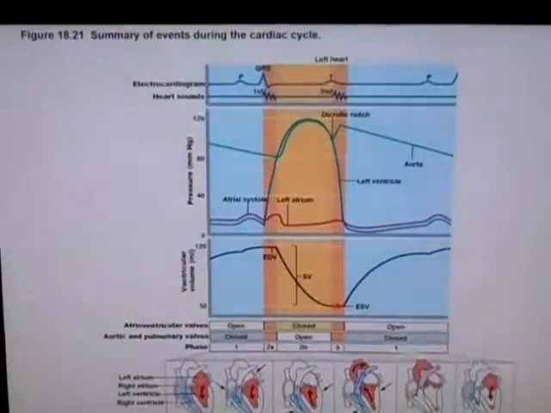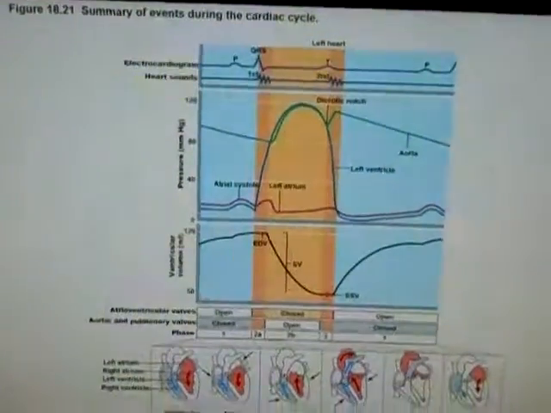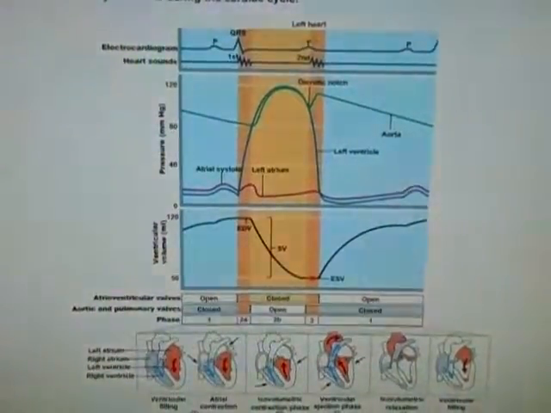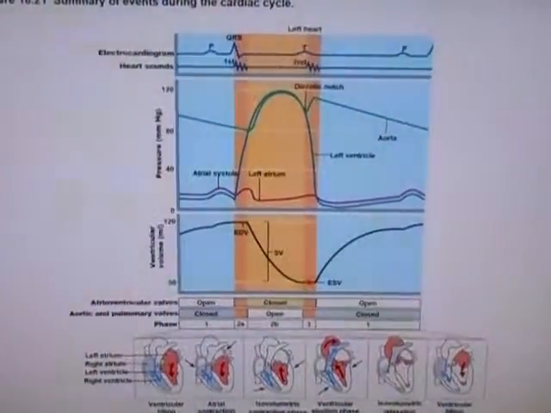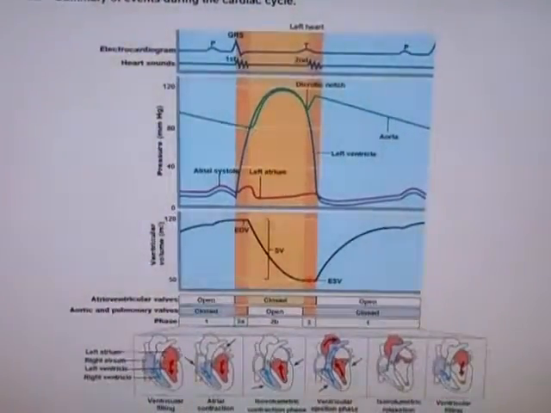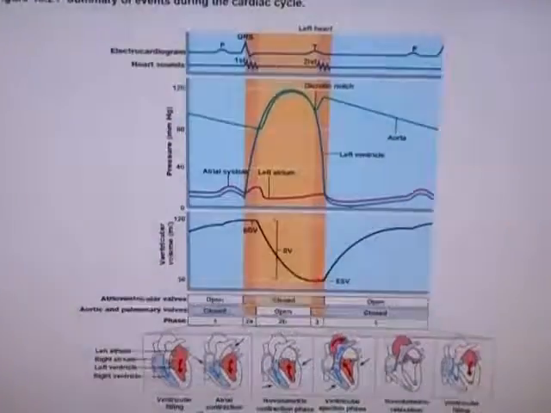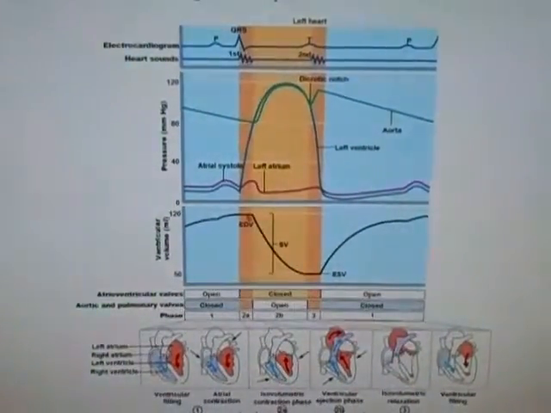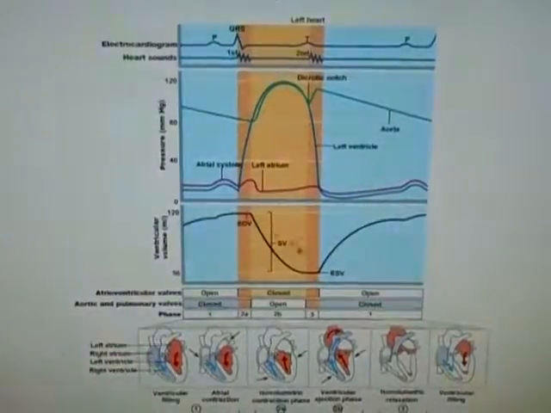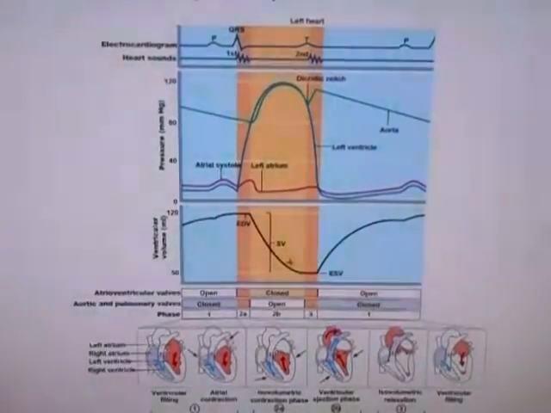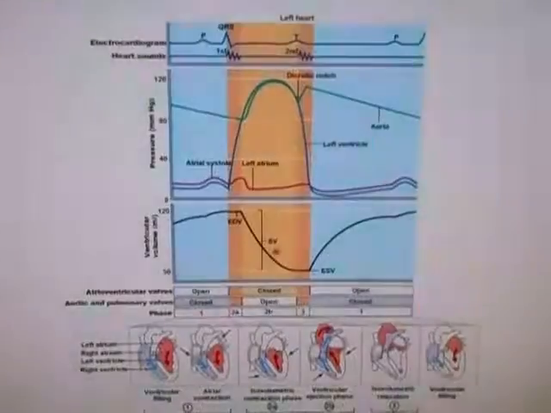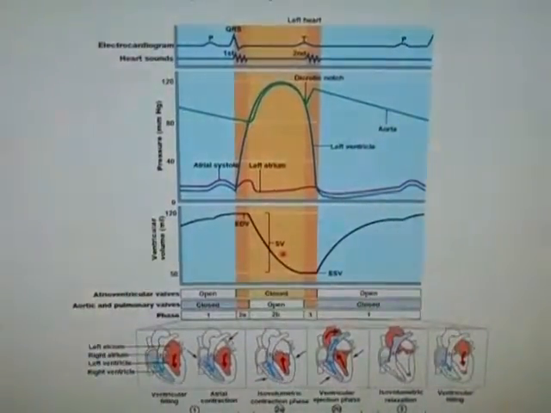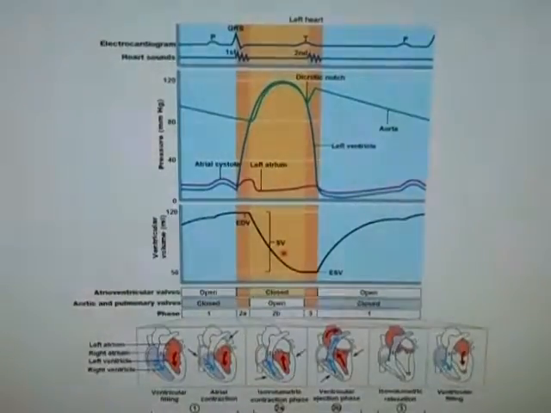You see down here ESV labeled, that stands for end systolic volume. And this is the amount of blood left in the heart when contraction is finished. Even an efficient heart will not pump out 100% of the blood that it begins with. So the difference between EDV and ESV, you see labeled here as SV, that stands for stroke volume, or basically the amount of blood pumped out of the heart with one contraction.